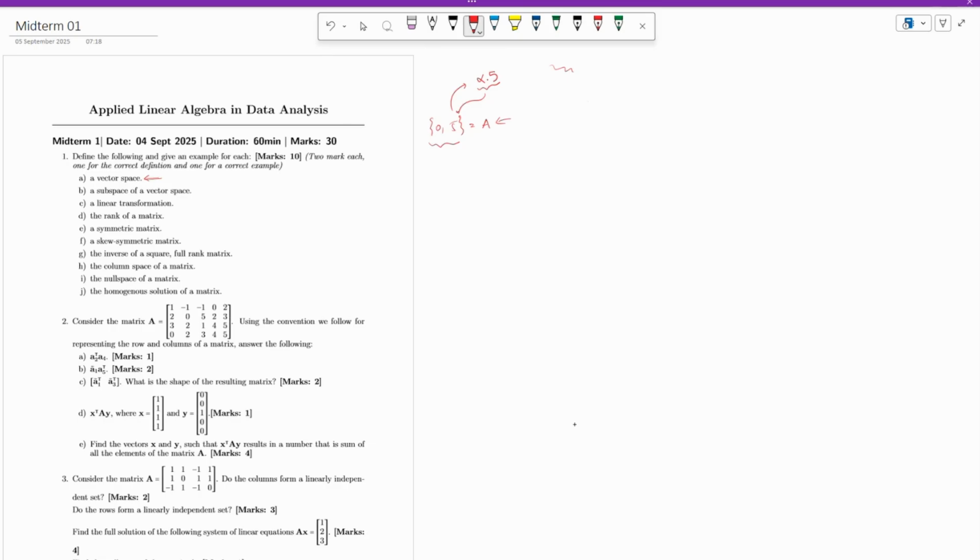You're saying it's not closed. I'm asking, give me a counterexample. An example that shows that it's not closed. Then it's not closed. That's all. If you take 5 and I multiply it by 2, 10 is not there. So this is not a vector space. Okay.